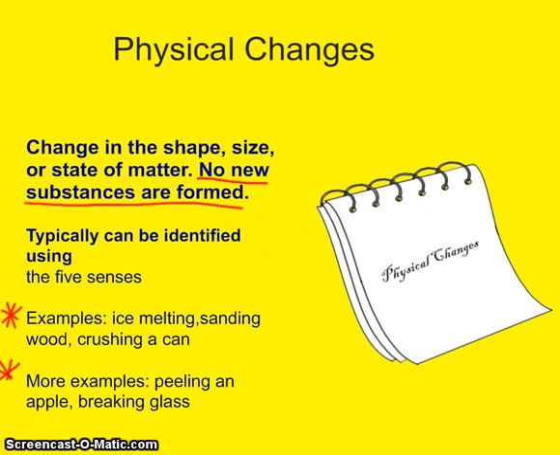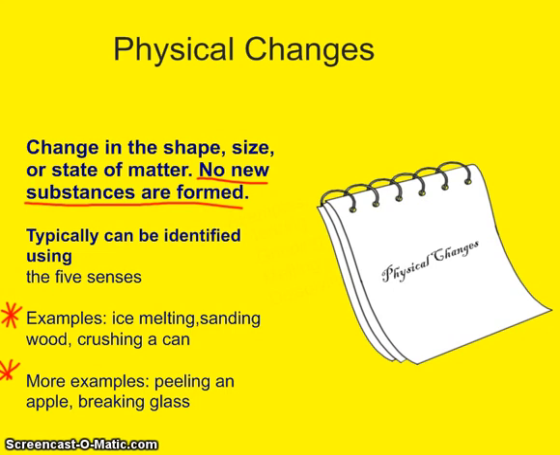Physical changes could be things like ice melting or sanding wood or crushing a can, but at the end of the day, the ice is still H2O, and the sanded down wood is still wood, and the crushed can is still aluminum. It hasn't turned into anything new or different. Make sure you write down examples in your note-taking packet of physical changes.